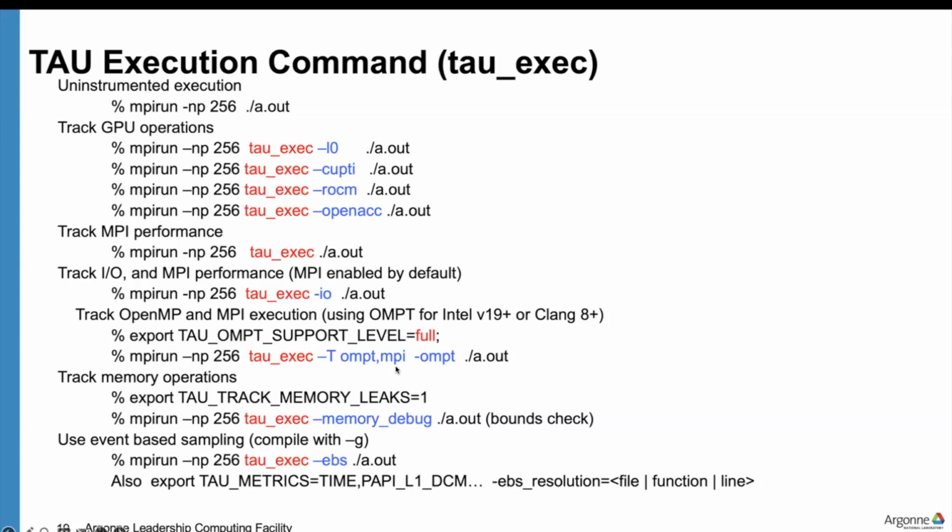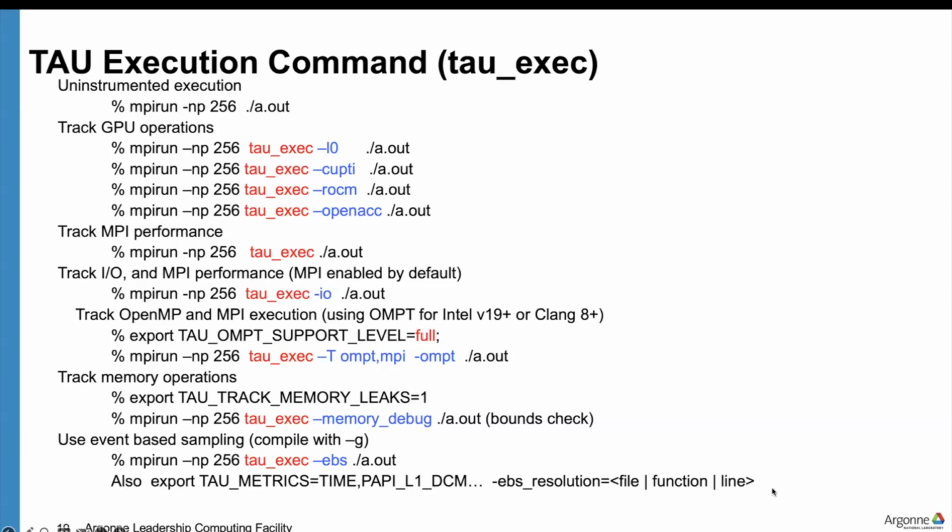TAU also provides many environment variables. This is setting the OMPT support level to full instead of basic, so you get instrumentation data from all threads and not just thread 0. You can enable tau_exec with -io for tracking I/O. You can track memory leaks. You can enable event-based sampling with this, and even hardware performance counter usage, or the resolution at which you should have the instrumentation.